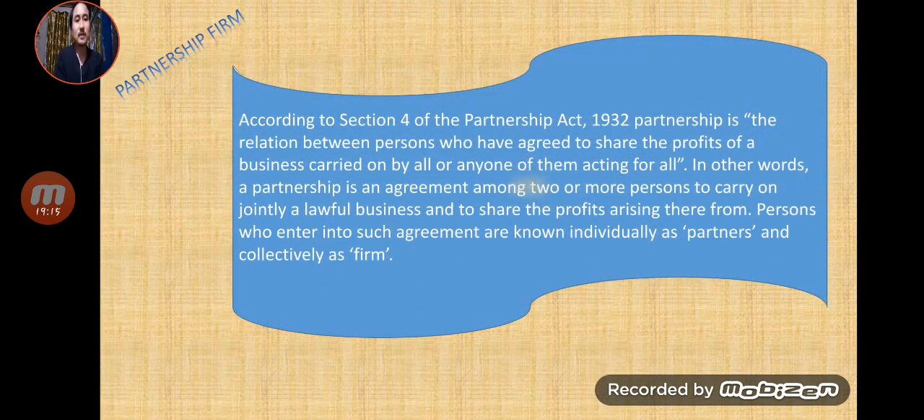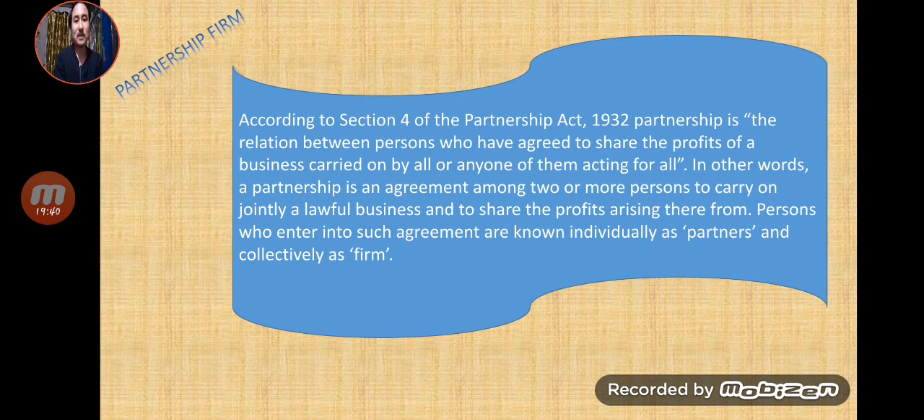So what actually is the partnership form? The partnership form is defined by the Partnership Act 1932, section 4. What it says is that partnership is a relation between persons who have agreed to share the profit of a business carried on by all or any one of them acting for all. I'll give an example.